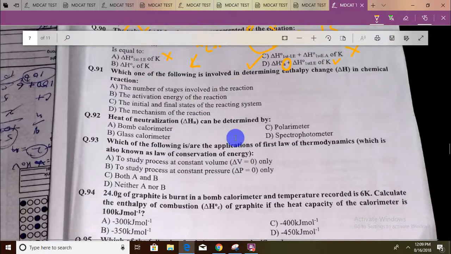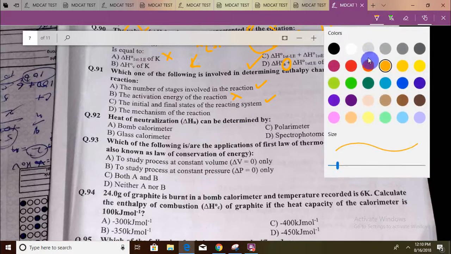Which one of the following is involved in determining the enthalpy change in a chemical reaction? The number of stages involved, the activation energy, the initial and the final states, definitely. Is the mechanism really involved in determining the enthalpy change? Well, if you know which mechanism is relevant, it would help out. Let's talk about this in the end.